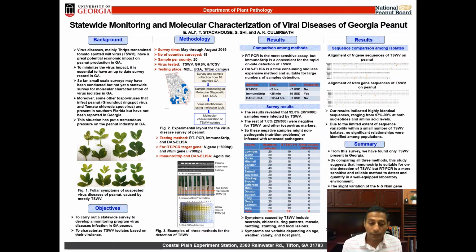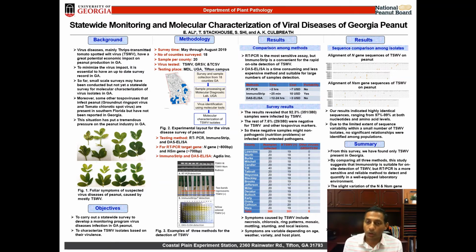Throughout the survey, we also noticed, as you see in figure 1, that we received different types of symptom-based samples. We received severe samples, mild symptomatic samples, and samples that look very healthy, maybe with just 1 or 2 necrotic lesions present. So that tells us that the symptoms of TSWV are highly variable depending upon the age, weather, variety, and host plant.